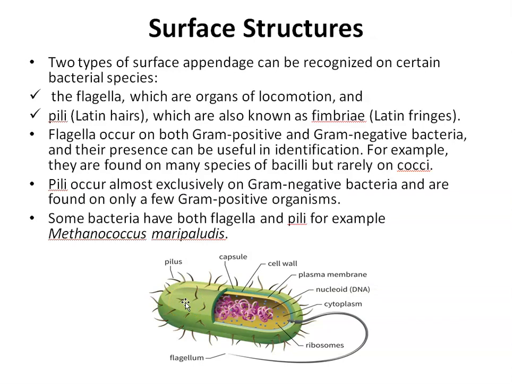Flagella occur on both gram-positive and gram-negative bacteria, and their presence can be useful in identification and classification of bacteria. For example, flagella are found on many species of bacilli, but rarely found on cocci, right? Pili occur almost exclusively on gram-negative bacteria and are found on only a few gram-positive organisms also. Some bacteria have both flagella and pili, for example, Methanococcus maripaludis.